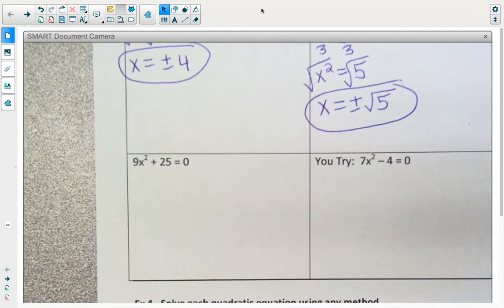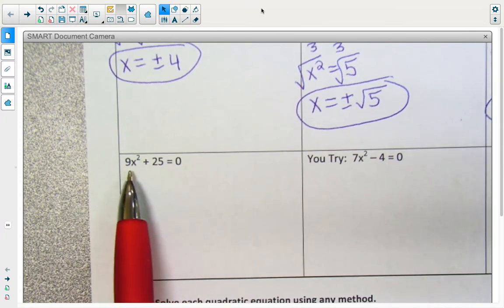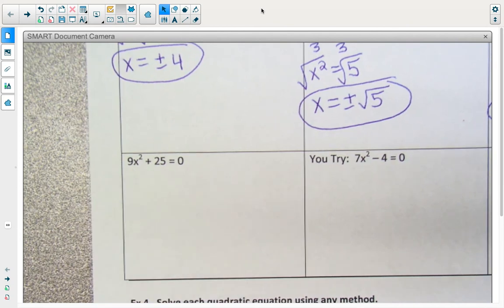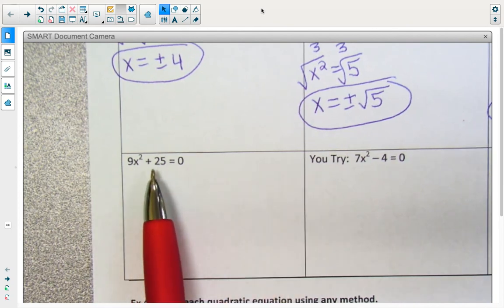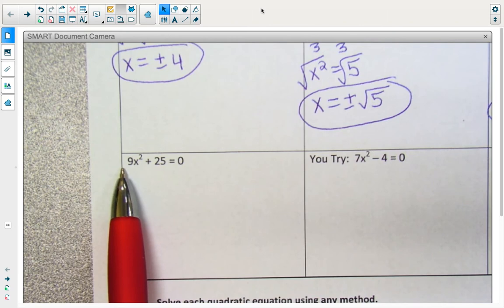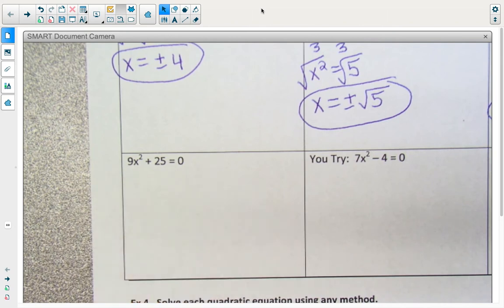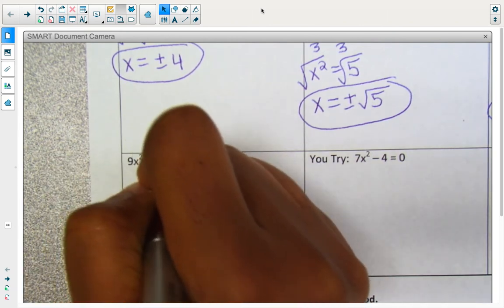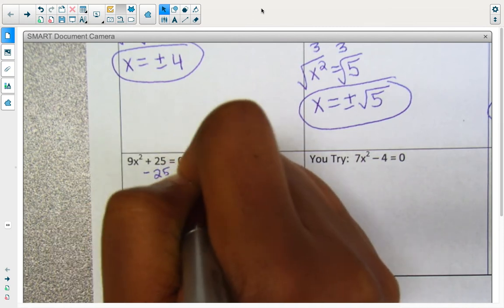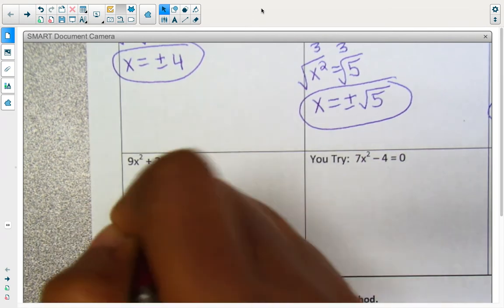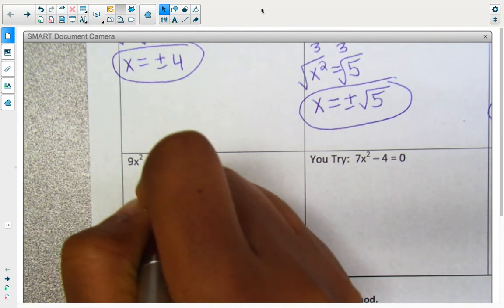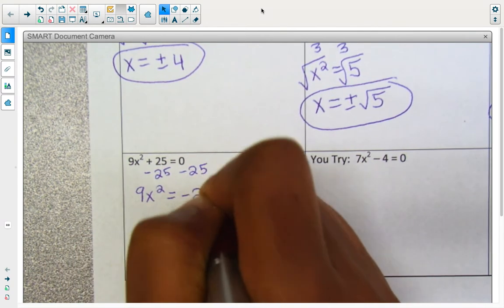Next one. 9x squared plus 25 equals 0. So again, only the x is being squared, so we cannot take the square root first. We need to get rid of the 25, and we need to get rid of the 9. So the opposite of this 25 is to subtract 25 from both sides. So we're doing opposite operation.